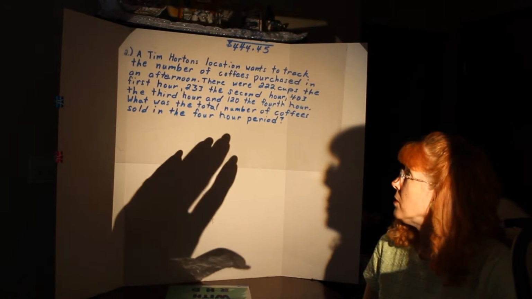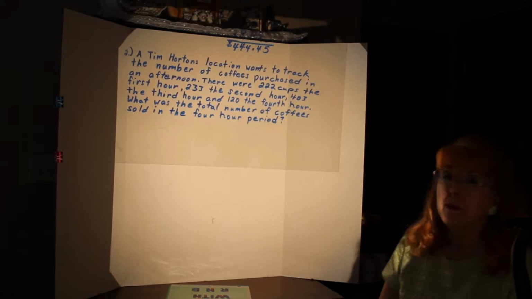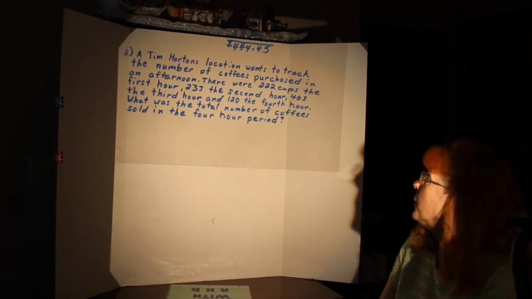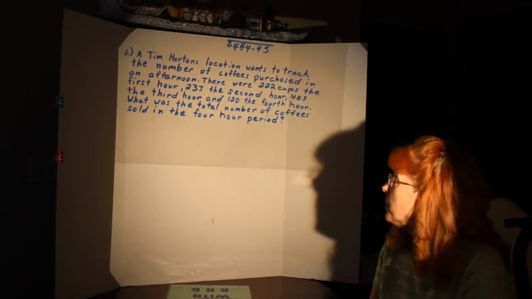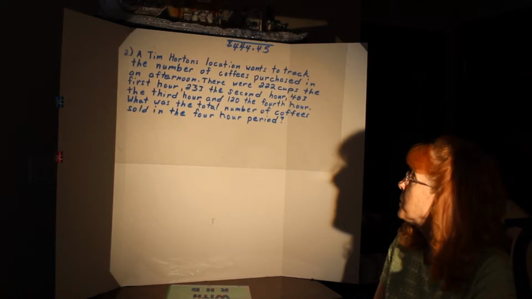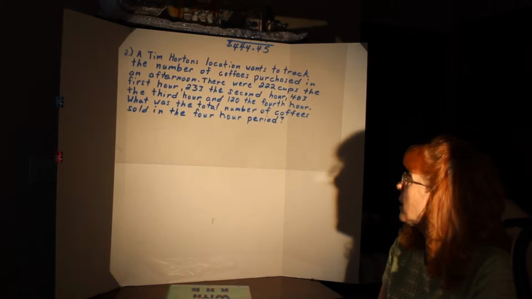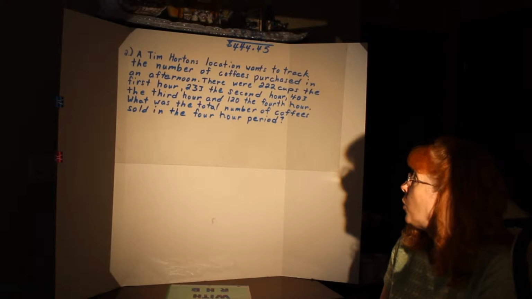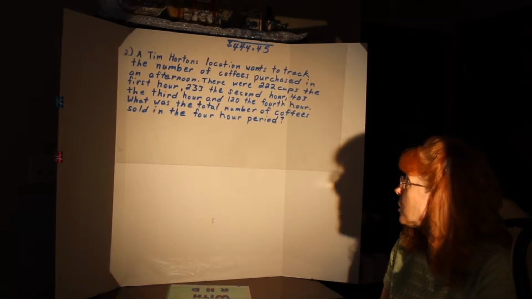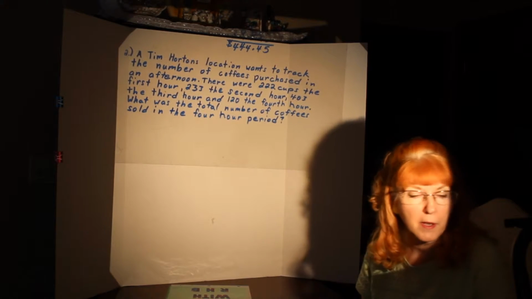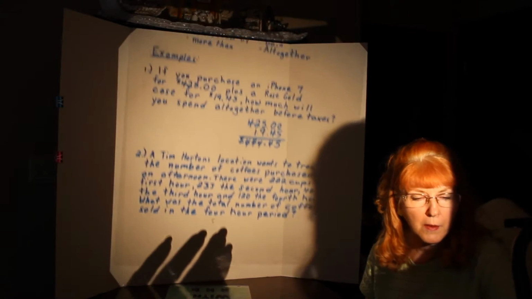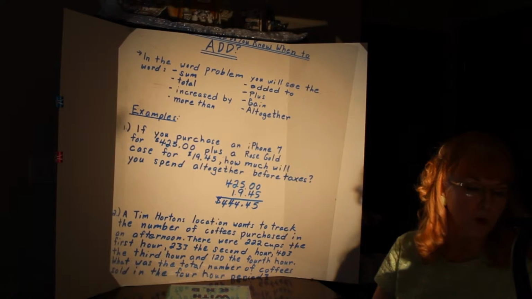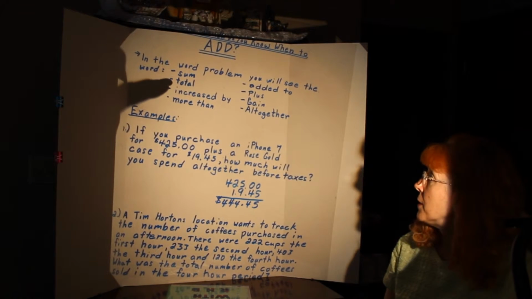If you go to Tim Hortons, okay, so a Tim Hortons location is trying to track the number of coffees purchased in an afternoon. There's 222 cups the first hour, 233 the second hour, 403 the third hour, and 120 the fourth hour. What was the total number of coffees sold in a 4-hour period? Okay, what was the total number? There's the word total.